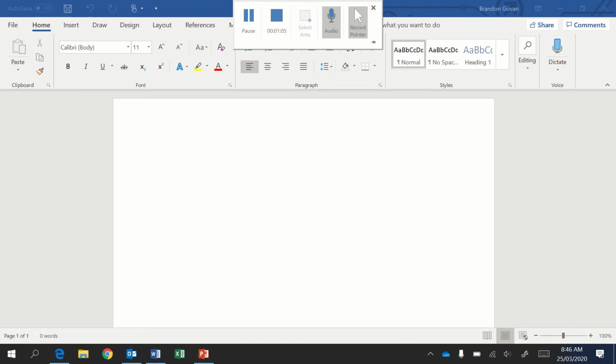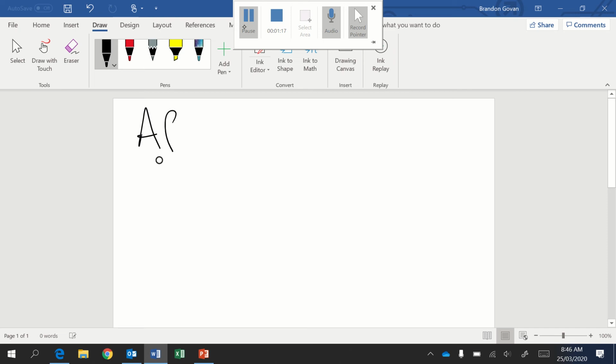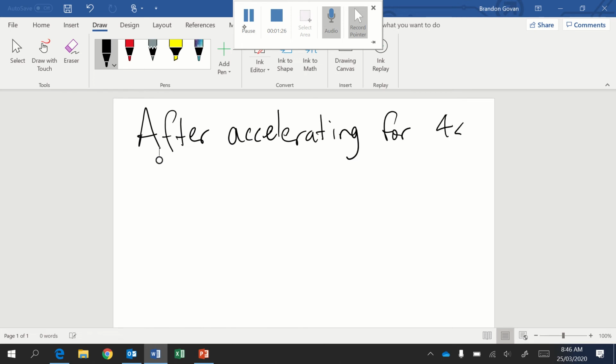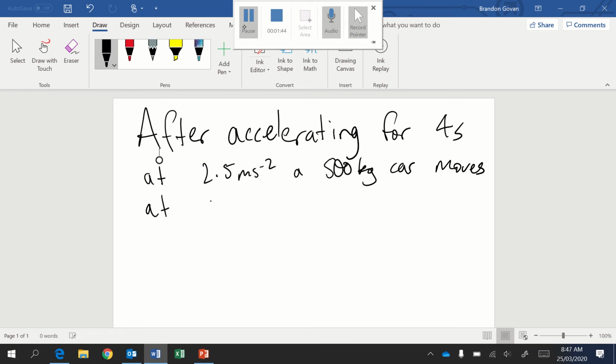I'm looking at page 80 of Billy's dot point book, and I'm looking at question 2.5.2.7. So the question says, after accelerating for 4 seconds at 2.5 meters per second squared, a 500 kilogram car moves at 50 meters per second east.